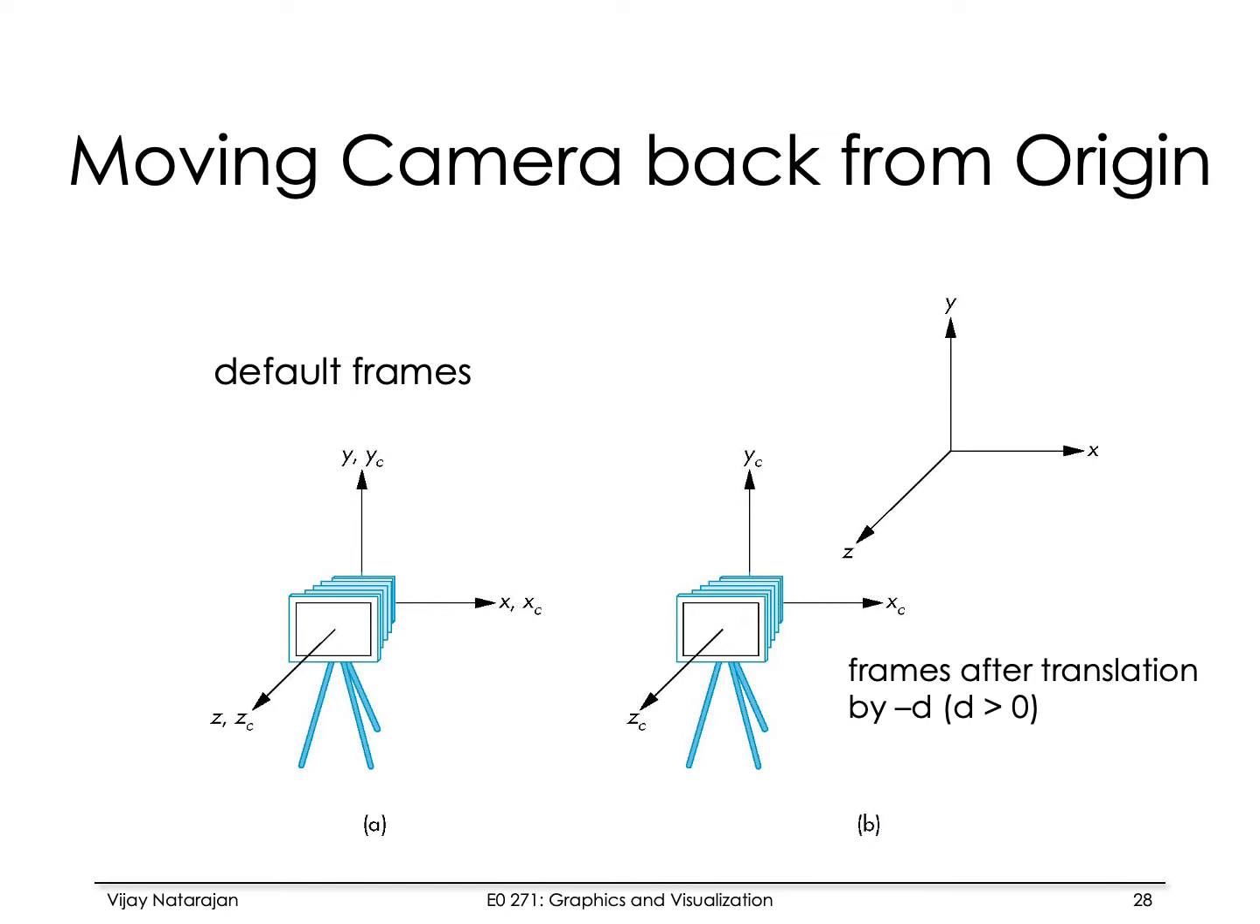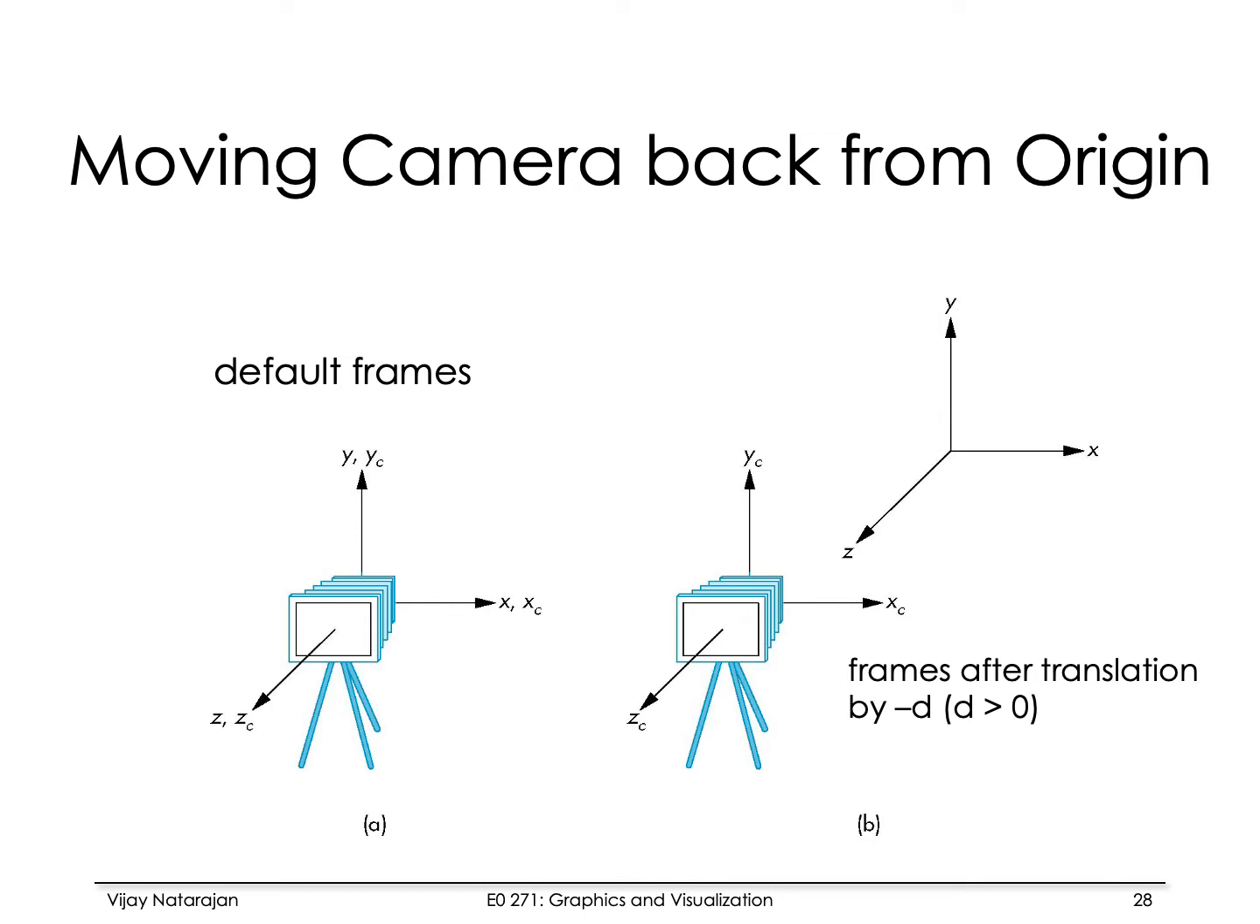So again, the default situation is what is shown on the left, where the camera coordinates and the world coordinates align with each other. Now we want to move the camera away from the origin, or away from the world coordinate origin. And we do that by translating by negative d, right?